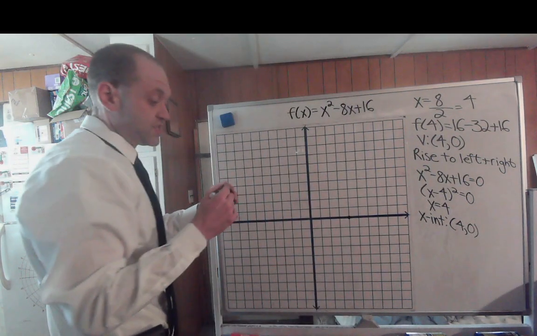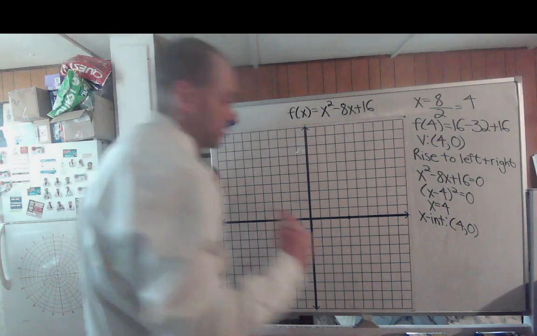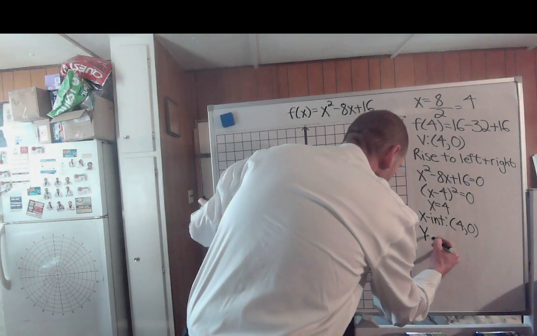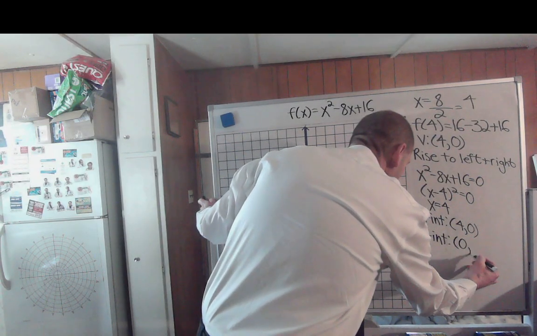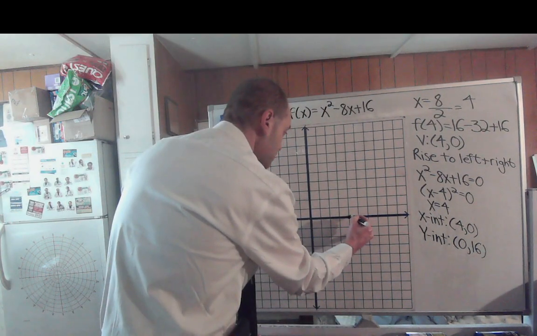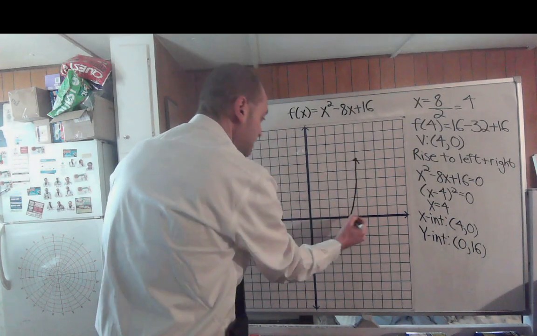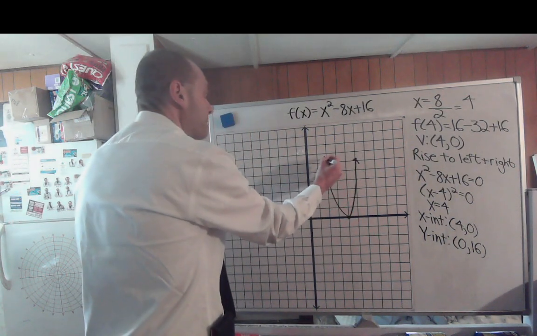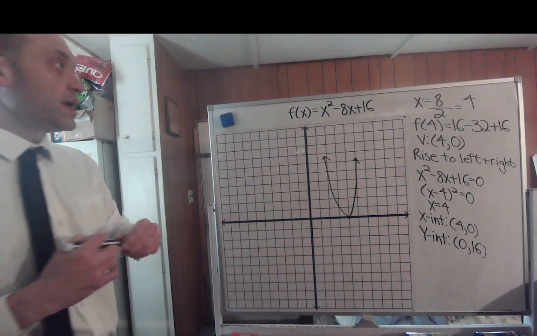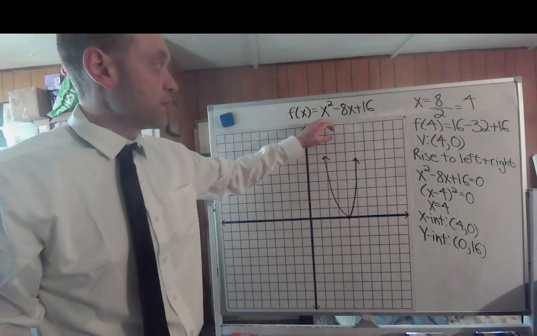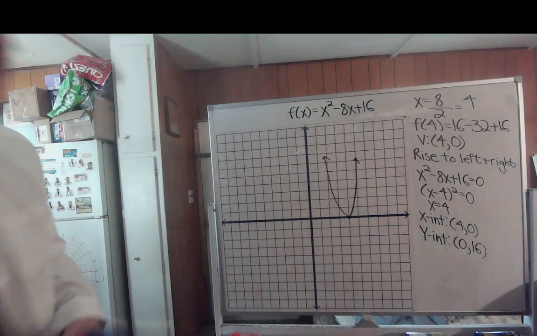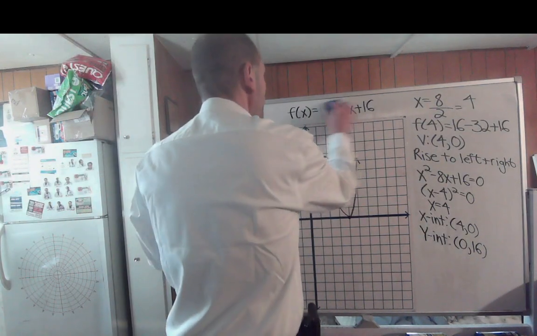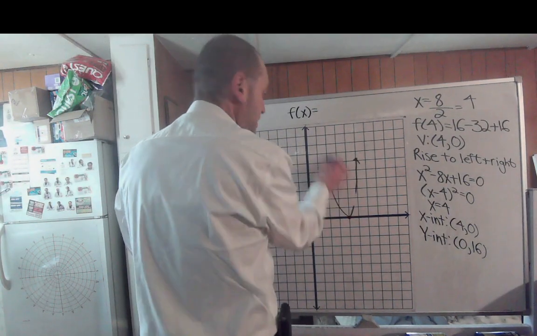Then your y-intercept, you just set x equal to 0. You would get a y-intercept at 0, 16, which would be off the chart. So the y-intercept occurs at 0, 16. So your graph is going to look a lot like this. So there is your parabola, x squared minus 8x plus 16. That one wasn't too bad.